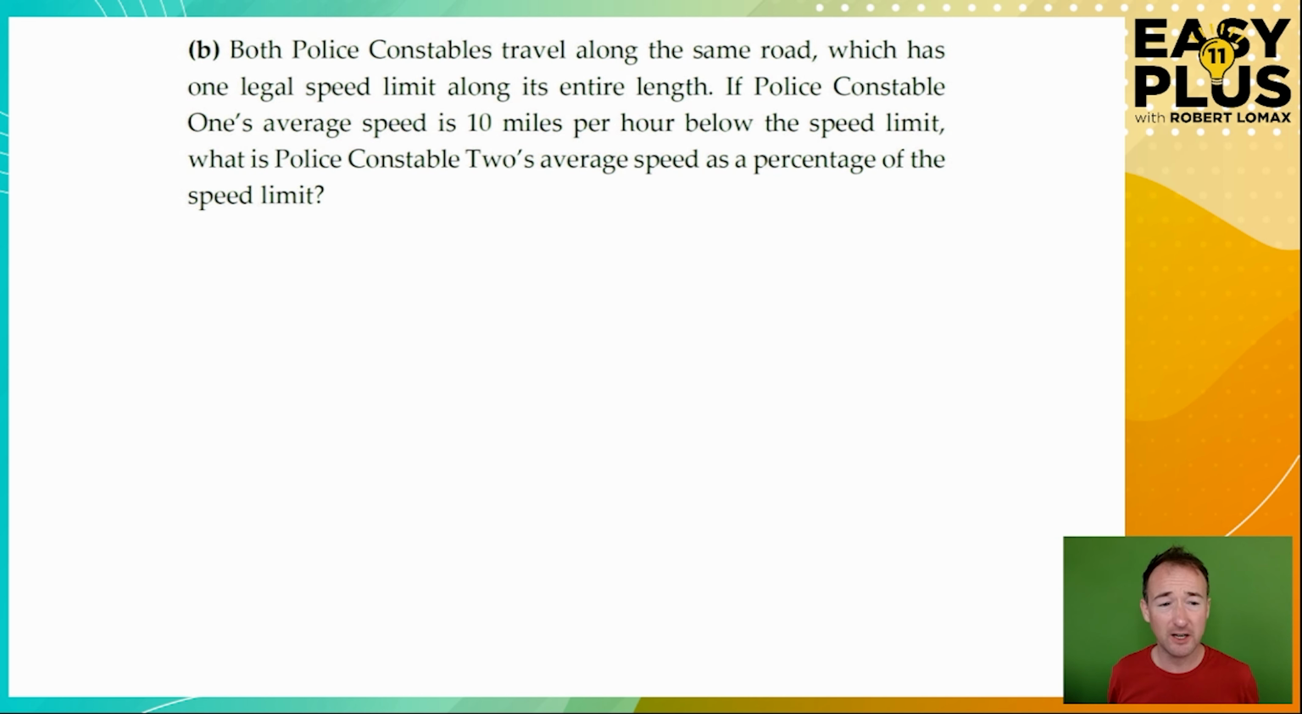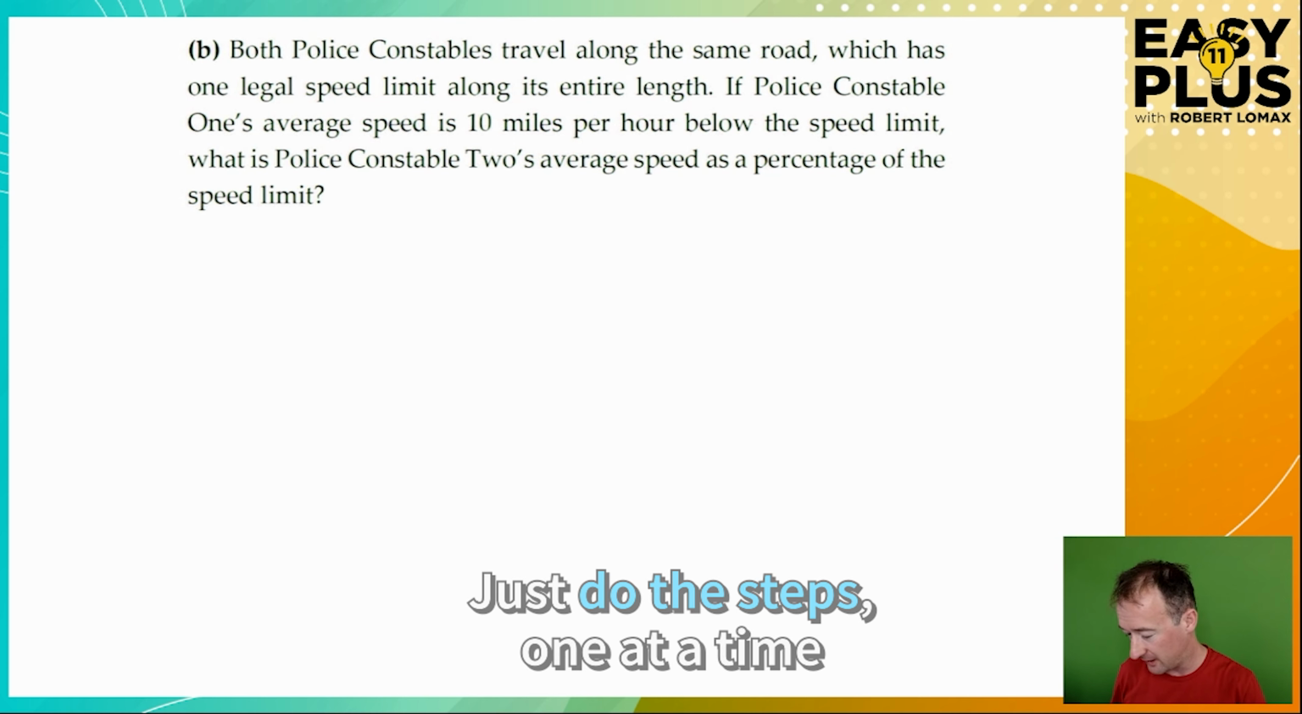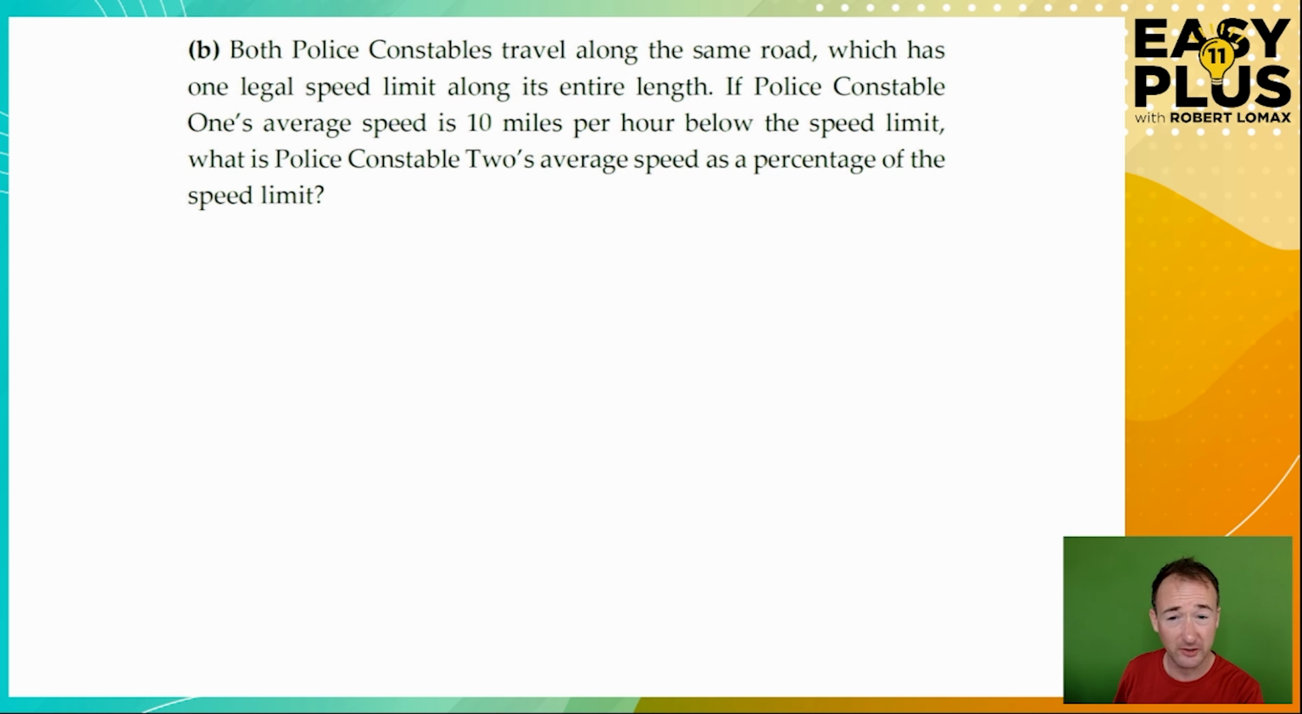So this looks really complicated. But when a question looks complicated like this, just do each step and trust the right answer to fall out at the end. So let's start with Police Constable 1. We know that Police Constable 1's average speed is 10 miles an hour below the speed limit, so if we can find out their speed, that should enable us to calculate the speed limit.